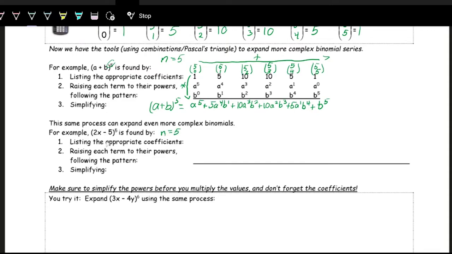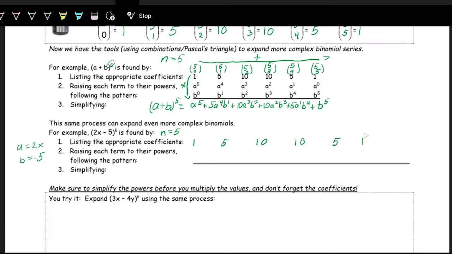And then the a and the b, let's actually write those off to the side here. The a is 2x and the b is negative 5. So it's still the same idea. We have our coefficients listed across. So our coefficients are the same coefficients as we had. It's 5c0, 5c1, 5c2, and so on. So this is 1, 5, 10, 10, 5, 1.